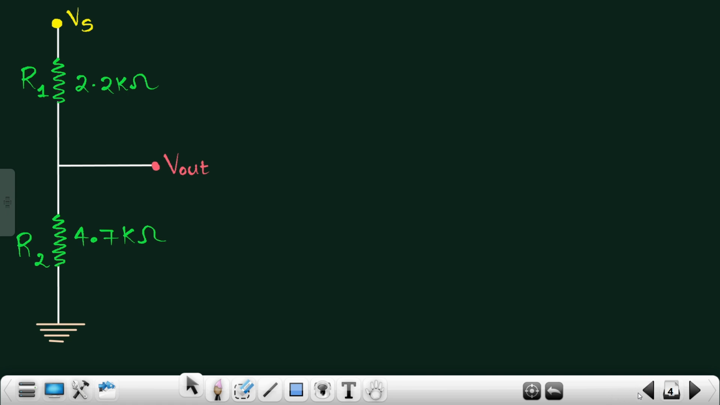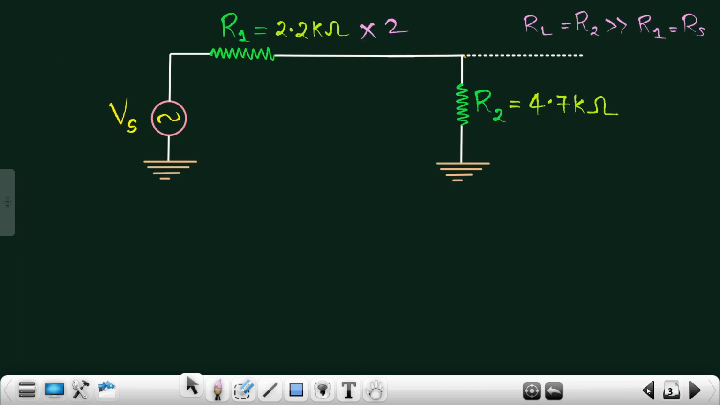Well, this is a voltage divider circuit. I hope you are able to recollect what we had studied in our previous few videos. See, the circuit is the same. I just rearranged it. It was in a horizontal way, and I just arranged it vertically.